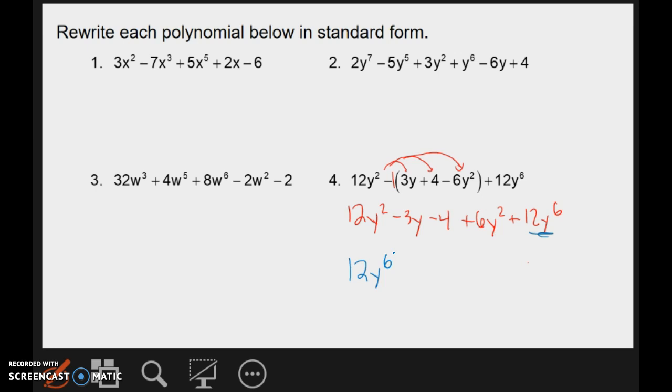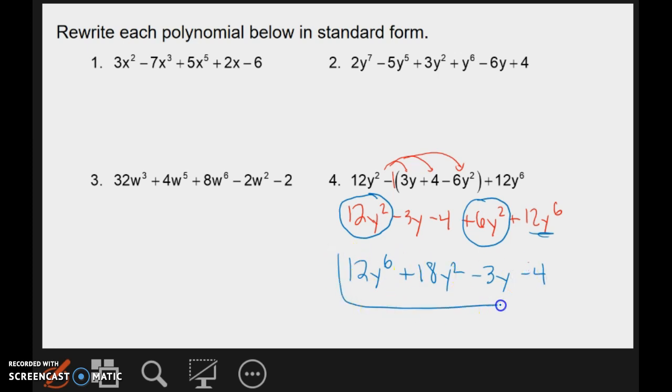The next thing I'm looking for is my next highest degree, my next highest exponent, which would be 2. And these are like terms here, 12y squared and 6y squared. They have the same variable and the same exponent. So adding those together gives me 18y squared. And then -3y has nothing attached to it, so it's just there. And then -4 goes at the very end. So this is considered in standard form. All like terms have been combined, and we've put them in descending order from the highest exponent down to the lowest exponent.